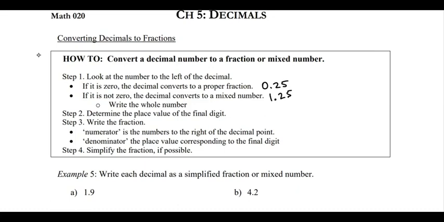So in our case, we're going to look at 1.25 as we read these rules. Okay, so we are given 1.25. So I have the whole part, so I'm going to leave it as 1. So if it's not a 0, write the whole number. I'm going to write the whole number. Now, the place value of the last digit is hundredths.